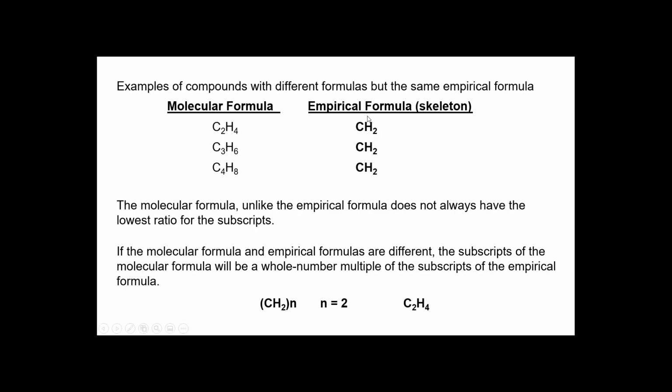So here is an example of a skeleton. All of these compounds share the same skeleton, but when the molecular is done, they all have different multipliers, and the multipliers give them the molecular formula. So in this case, you can solve for the 2. Once you know the 2, you take your empirical and you can get your molecular formula.